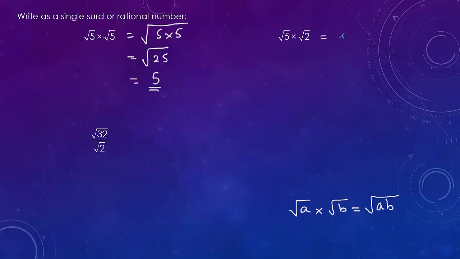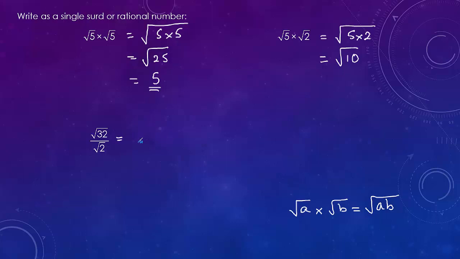Here we have root 5 times root 2, so that would be the square root of 5 multiplied by 2, which is the square root of 10. And there's nothing more that we can do with that.